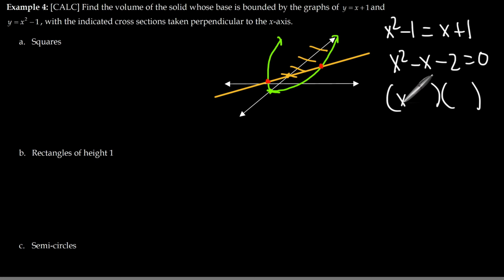And now we're going to factor x minus 2, x plus 1, and that's going to be x equals 2, and x equals negative 1. And so those are going to be our limits of integration. And so what we're going to do is we're going to do this same problem 3 different times. First, we're going to build squares, and then we're going to build rectangles that have a height of 1, and then we're going to build semicircles.